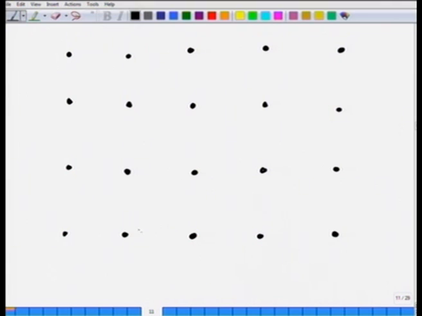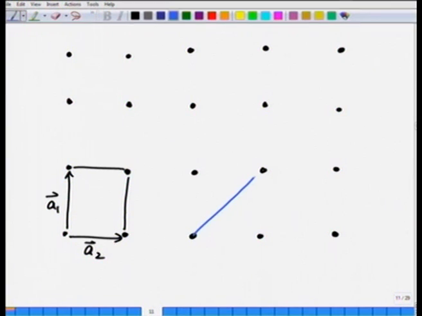For example, a person may choose the unit cell like this based on these a1 and a2 vectors, and you can always imagine the third one also in 3 dimensions. It is easier for me to draw in 2 dimensions. Another person may choose to use this one as the a1 vector and this as the a2 vector, which will define an area which is like this.